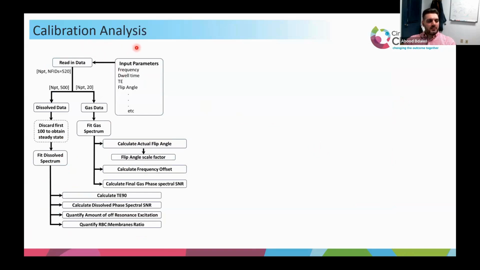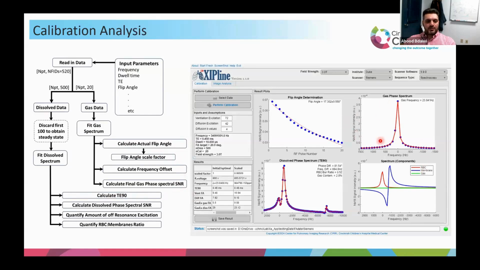So for the calibration analysis workflow, we take the user input and then the data. Again, this data is based on the recommended protocol. And then we do the spectrum fitting for the gas and the dissolve to calculate the flip angles and then the frequency offset and the TR. And then the calibration analysis looks something like that. And then you can update the inputs here and then your result here, which you can use these numbers for the subsequent imaging types: ventilation, diffusion, and gas exchange.